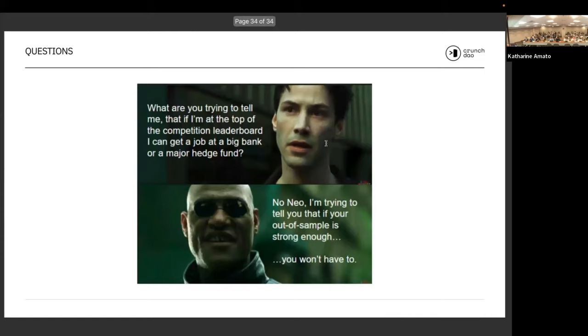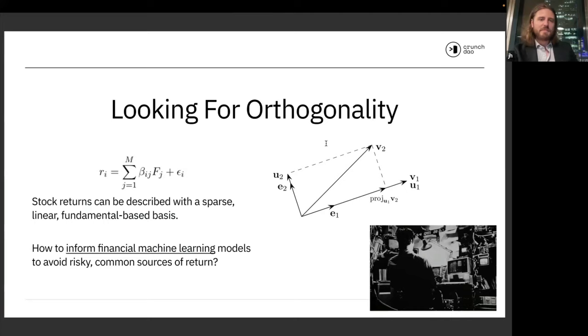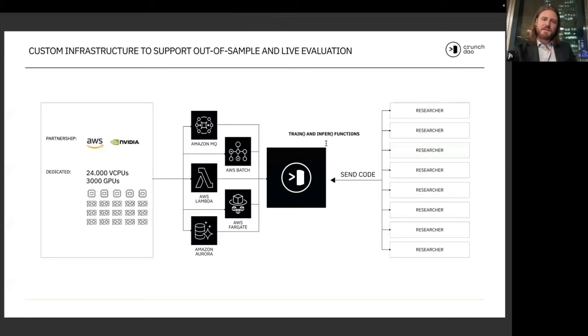Thank you. And on the last part, maybe on the infrastructure that we developed. This is what we developed for ADIA Lab, the laboratory of the Abu Dhabi Investment Authority. Participants upload their code, and they have to comply with an interface composed of two functions: train and infer. Once the code is online, we have 3,000 GPUs that are used to retrain the model every week and test it on live data, because this curse of overfitting can be tested using out-of-sample data, but the only way to truly test your model is confronting it with live data.